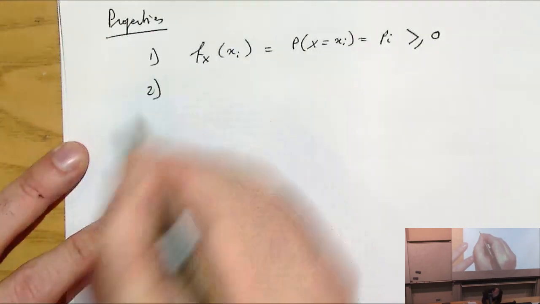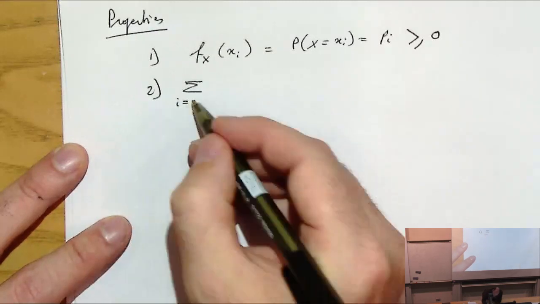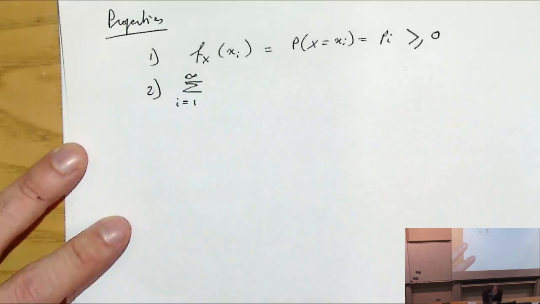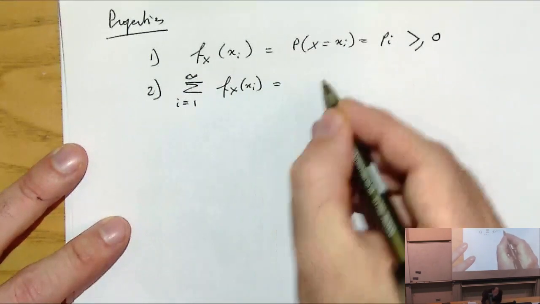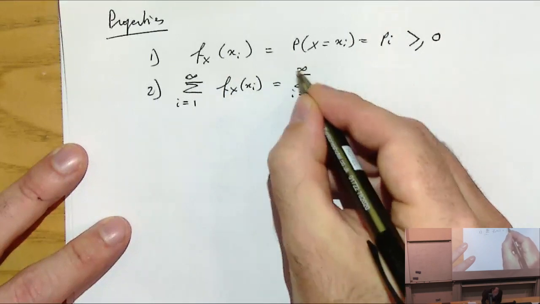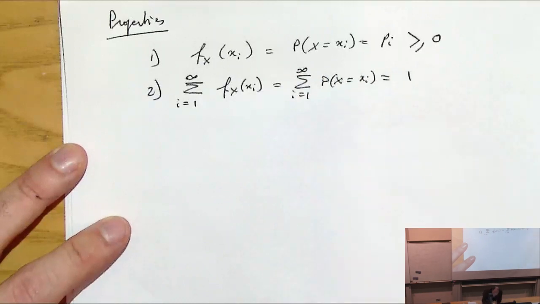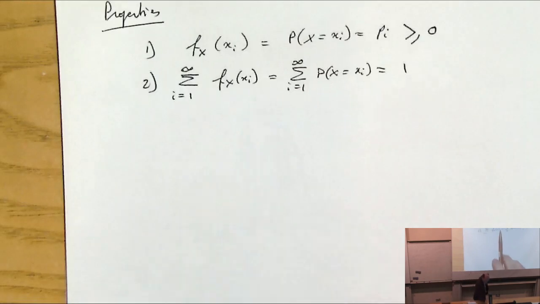The second one is that the sum over all i, for i from 1 to all possible entries in the range of x, of this probability mass function has to be equal to 1. What that means is essentially equivalent to what we had in axiom 2 of probability: P of the universal event is equal to 1.